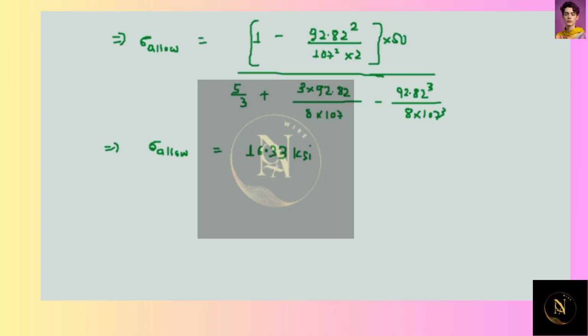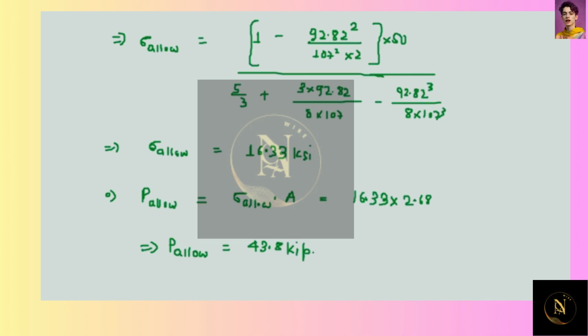Now let us calculate the allowable load on the column. So the allowable load on the column will be equal to the allowable stress on the column multiplied with the area. So let us substitute the values, 16.33 multiplied with 2.68. So it will give us a value of allowable load equal to 43.8 kip.